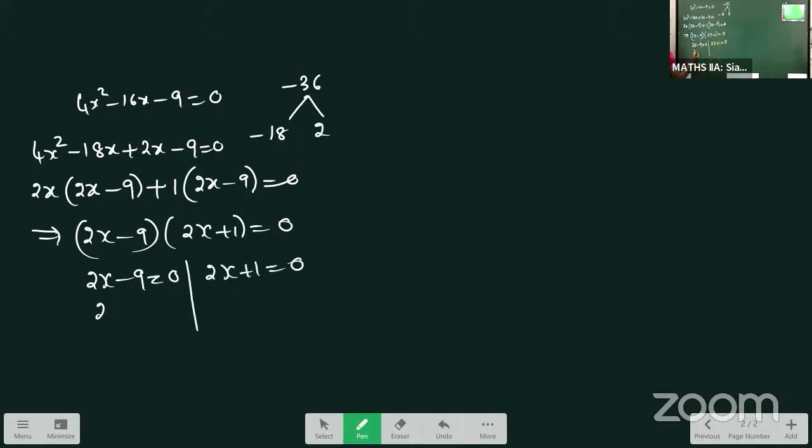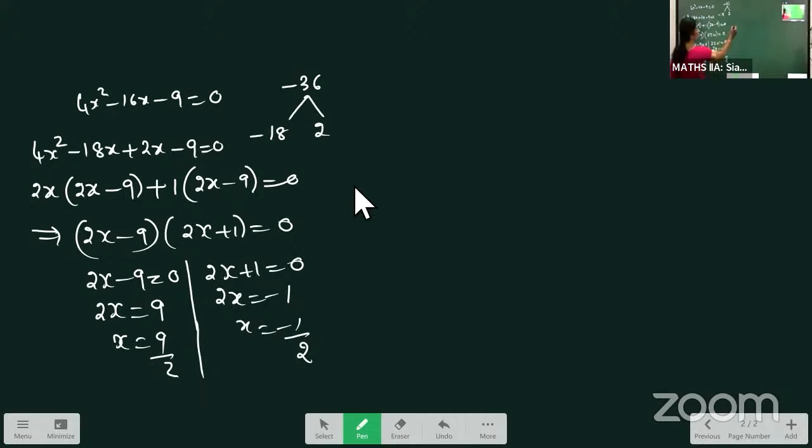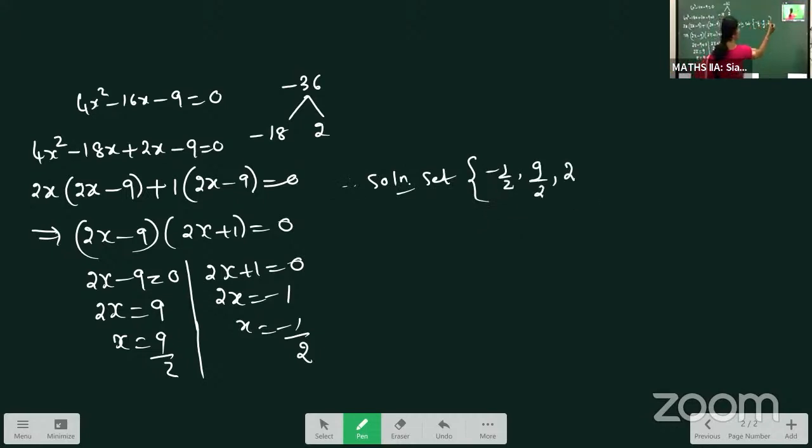From here, 2x = 9, so x = 9/2. In the same way, 2x = −1, so x = −1/2. So in total how many roots do we have? There are 2 roots. Therefore, the solution set is {−1/2, 9/2}. One value we got, and the other, 2.